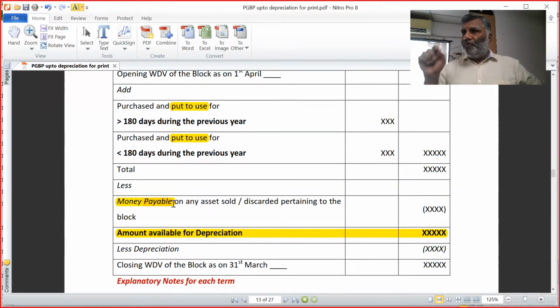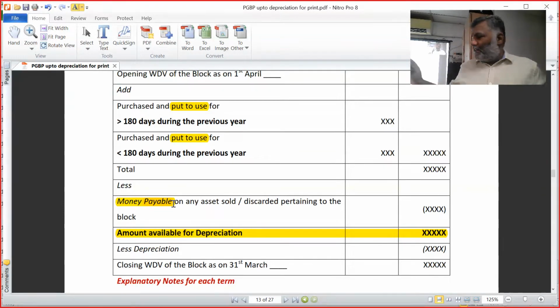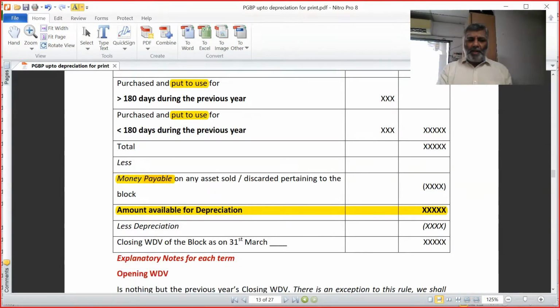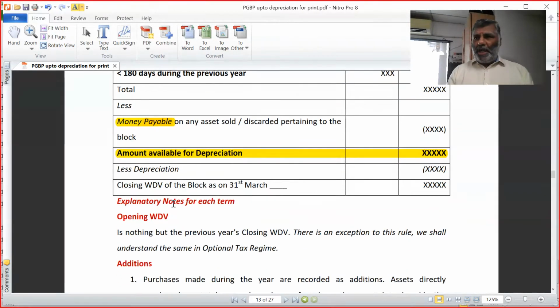If at all there is any asset which is scrapped but nothing is realized, nothing can be reduced from this block. There should be a monetary value. When we go to the capital gains chapter, we will further understand that insurance compensation on destruction of an asset is money receivable. That's why not only sale or discard of an asset, but destruction of an asset, all these things are clubbed here. We'll get the depreciation as the answer.